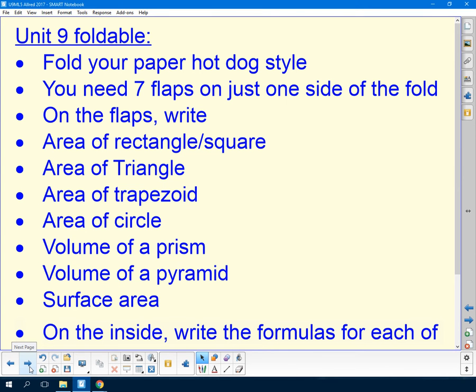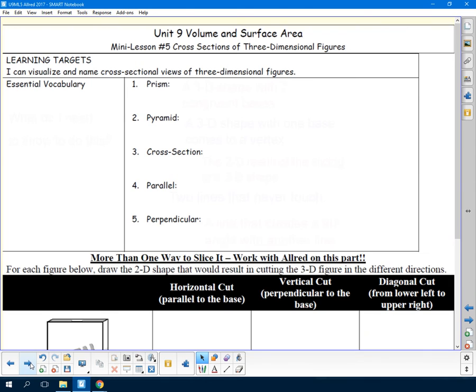We talked about the foldable at the beginning of class. That's something that's due for homework tonight. You can pause the video right now if you need to write anything down for it.